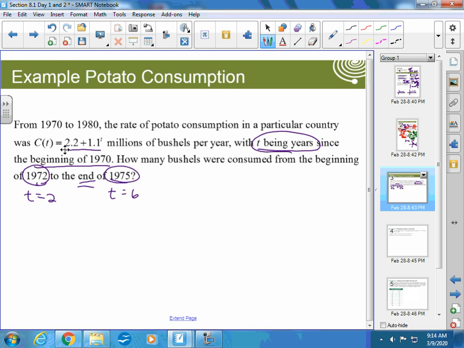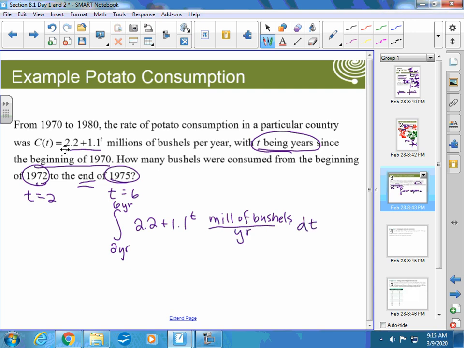So here's what we have. If we have that this is two, and this is in years, to 6 years, and we have this is 2.2 plus 1.1 to the T millions of bushels per year.